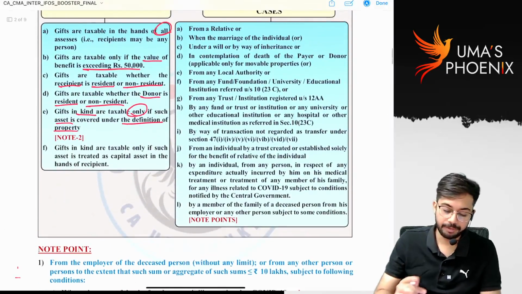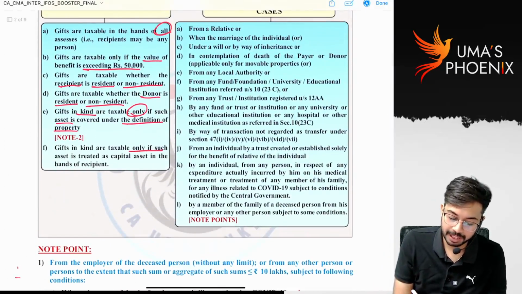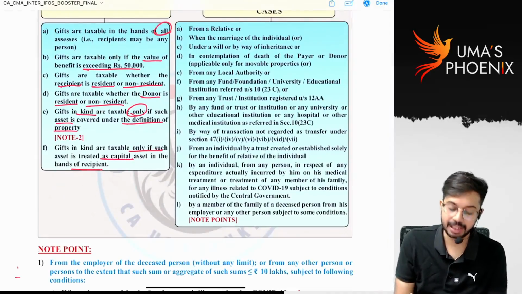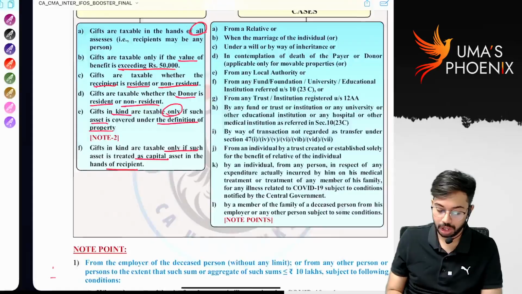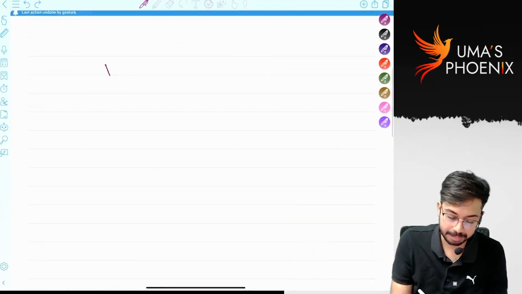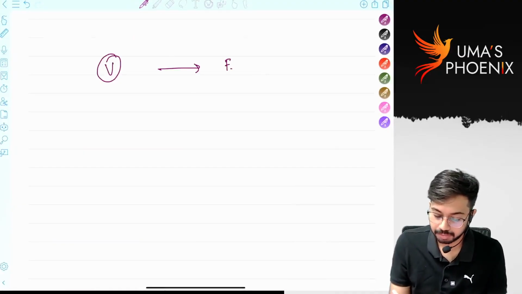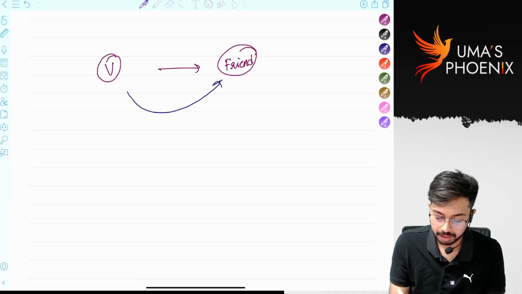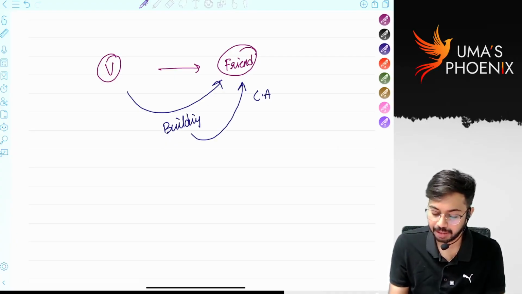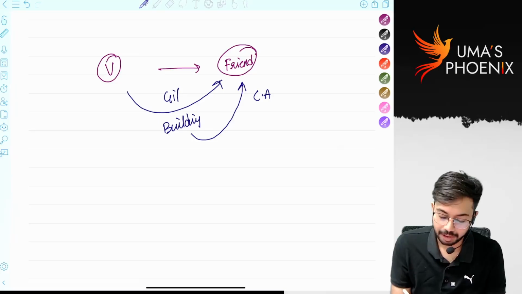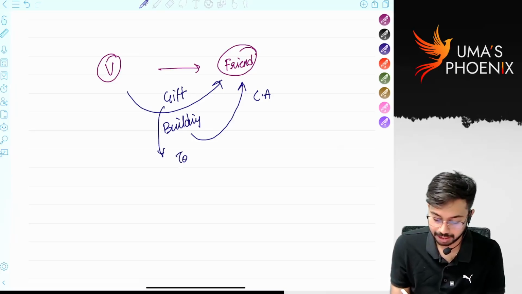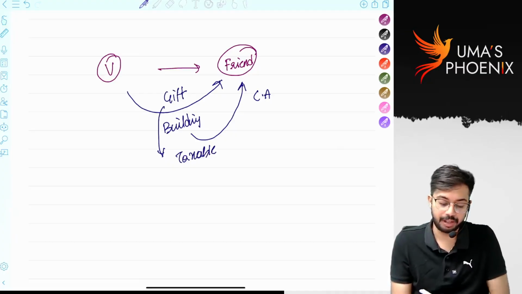Next, gifts in kind are taxable only if such asset is treated as a capital asset in the hands of the recipient. What do you mean by this? Let's say there is me, there is my friend. I gifted a building to my friend. In the hands of my friend, the building is a capital asset, right? So this gift is taxable. This is case 1.